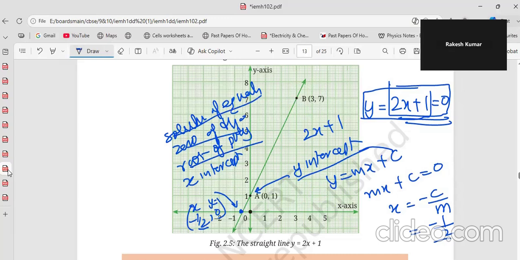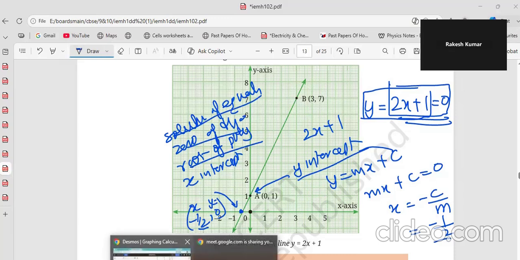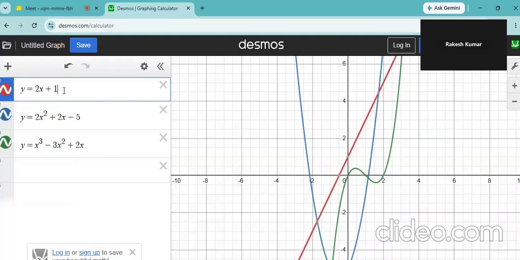So now you know what the y-intercept is, what the x-intercept is, what the zeros are, and how they are connected. The other thing you should know is about the polynomial. The linear will always give a straight line. The quadratic will always give a parabola and the cubic will always give a curve like this.